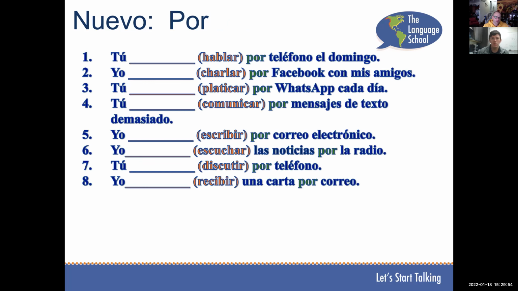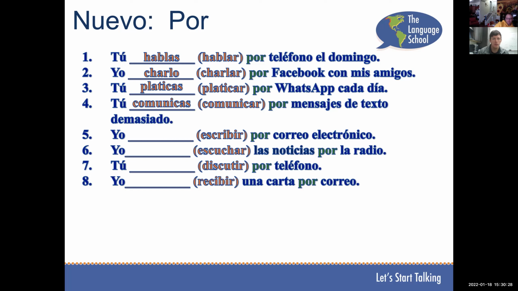Tú hablas por teléfono el domingo. Yo charlo por Facebook con mis amigos. Tú practicas por WhatsApp cada día. Tú comunicas por mensajes de texto demasiado.